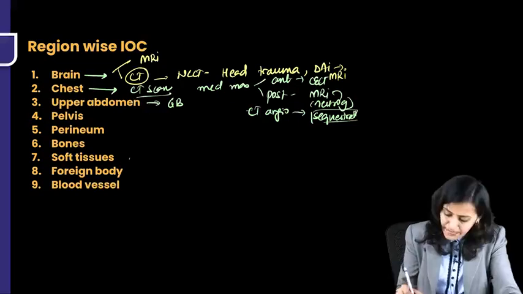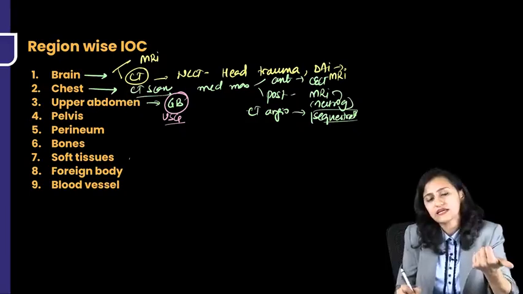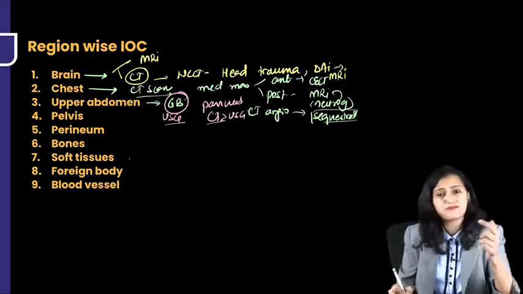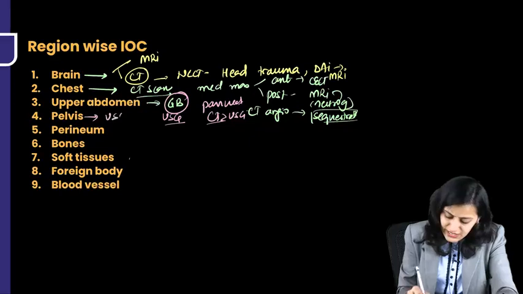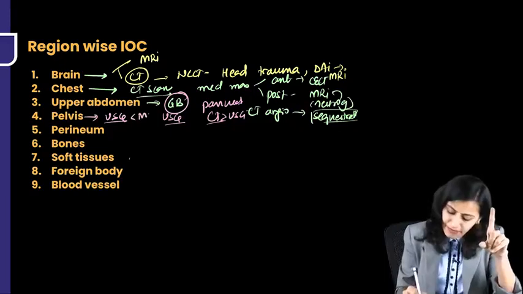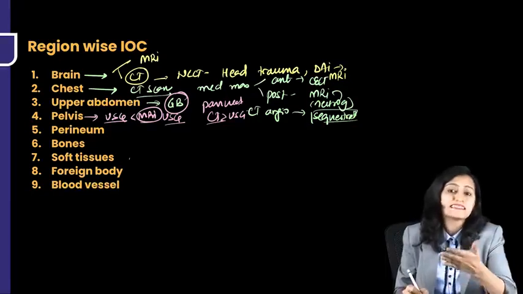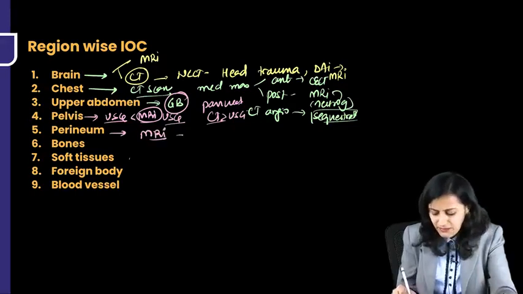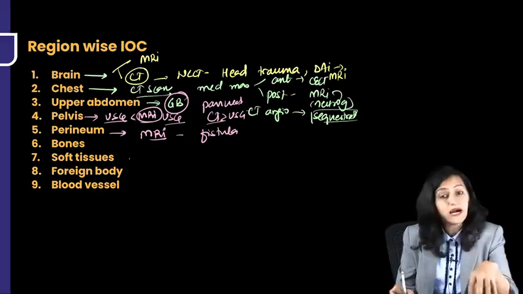For upper abdomen, especially gallbladder, it is ultrasound because it's a superficial organ, it's a fluid containing organ, so ultrasound. For pancreas, CT scan is better than ultrasound because it does not limit the visualization of pancreas. For pelvic pathologies, generally the first is ultrasound. Better than ultrasound is MRI. So for pelvic malignancies evaluation like carcinoma cervix, we have MRI which is done. For perineal pathologies, again it is MRI like fistula in anorectal malformations, we do MRI.